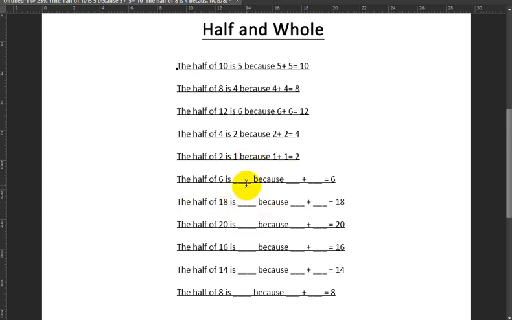Next up, we want the half of 6. 1 and 1 gives me 2. 2 and 2 gives me 4. 3 and 3 gives me 6. So 3 and 3 gives me 6. So 3 is the half of 6.